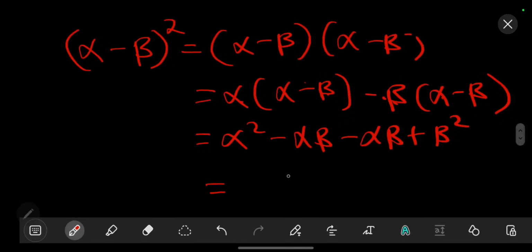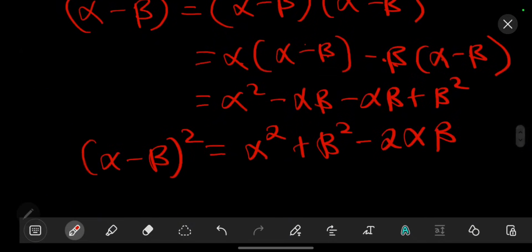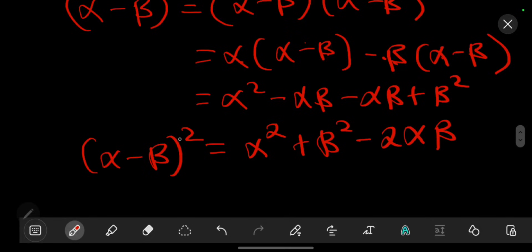So what we are going to have is that our alpha squared, then we can just bring this value here, plus beta squared. Then we have negative alpha beta, minus alpha beta. This will give us minus our 2 alpha beta, which should be equal to our alpha minus our beta squared.